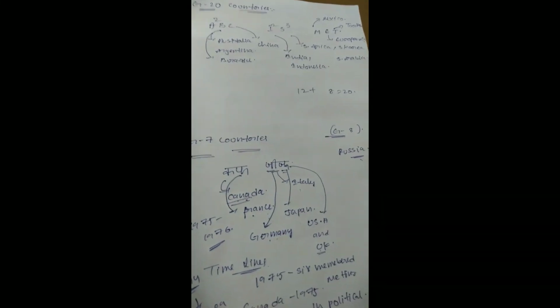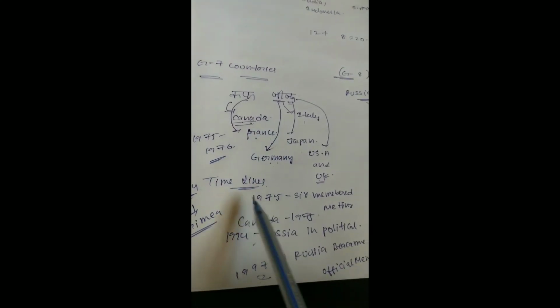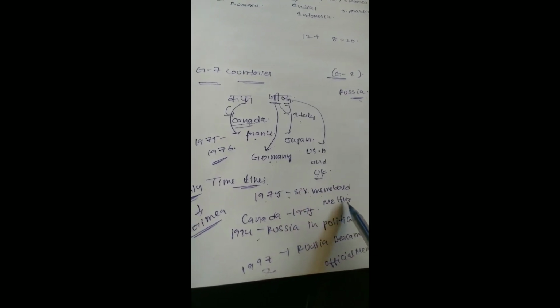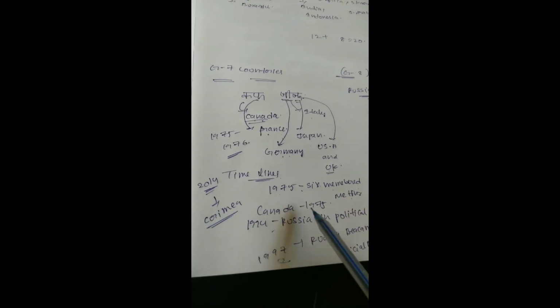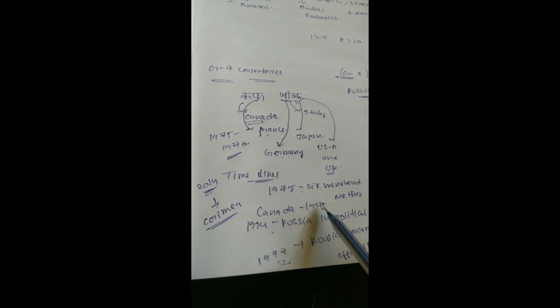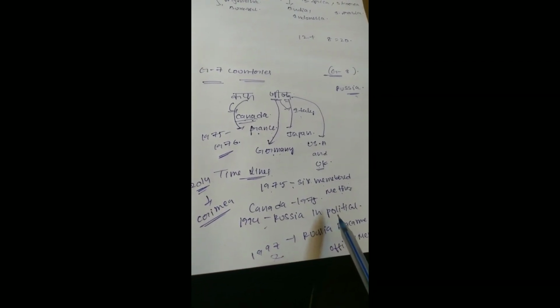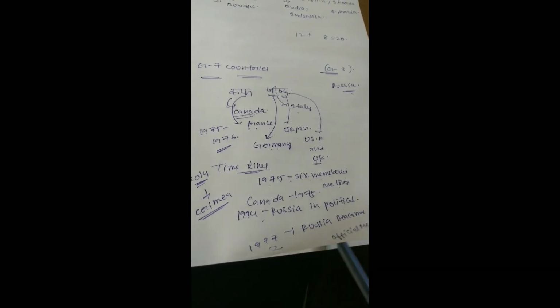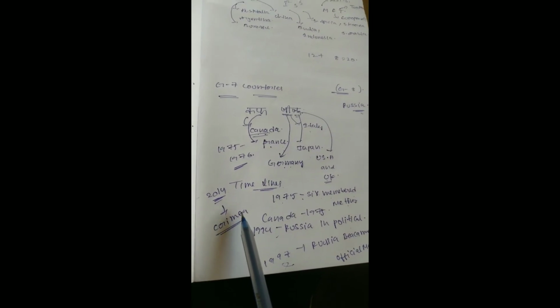Okay, to remember this, G7 is of Jeju, and the timeline is: in 1975 G7 was formed, but they had only 6 member countries, and Canada joined G6 and it became G7 in 1975, and in 1994 Russia joined in a political way, and in 1997 Russia became an official member, and in 2014 Russia was kicked off because of the annexation of Ukraine's Crimea.